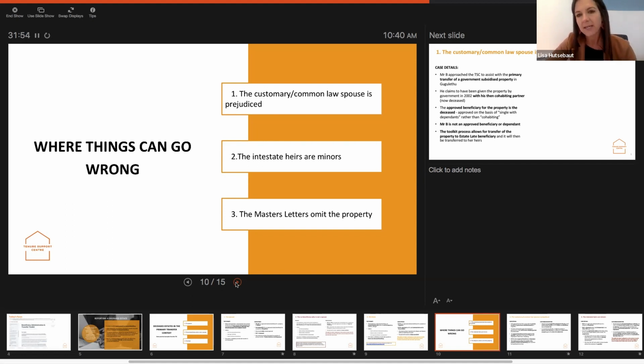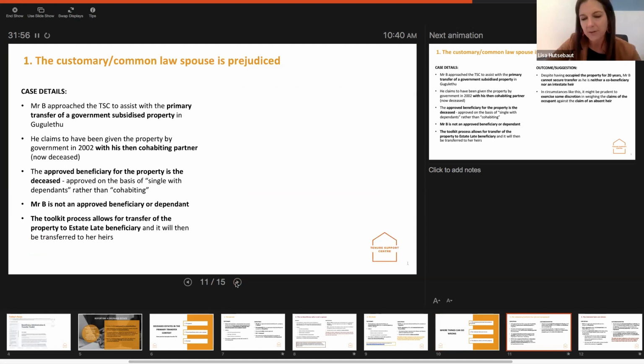So the first case is the customary or common law spouse. We've had quite a few of these. This particular client, Mr. B, came to see us with regards to the transfer of a subsidy property in Gugulethu. He tells us that he was given the property by the province, Western Cape, or it could even have been the City of Tygerberg, as it would have been then, together with his then cohabiting partner.